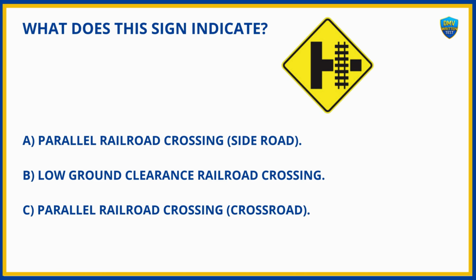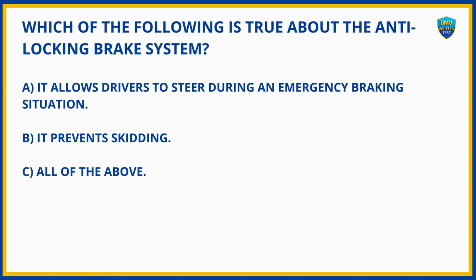And the answer is A. Parallel railroad crossing, side road. Which of the following is true about the anti-locking brake system? A. It allows drivers to steer during an emergency braking situation. B. It prevents skidding. C. All of the above.